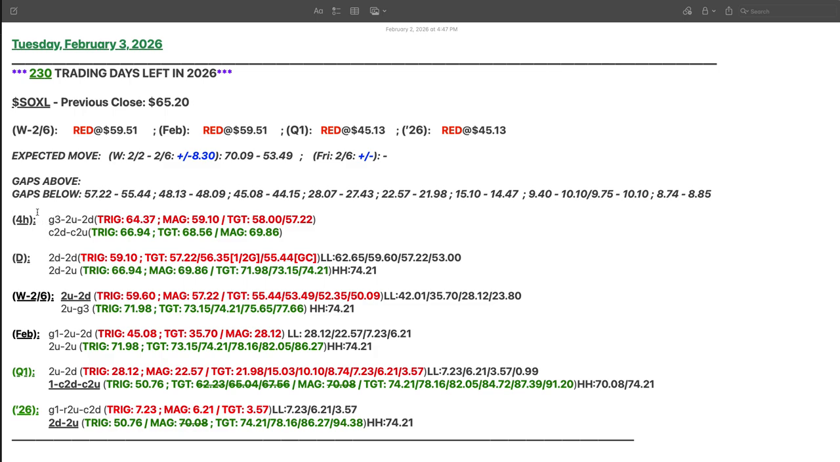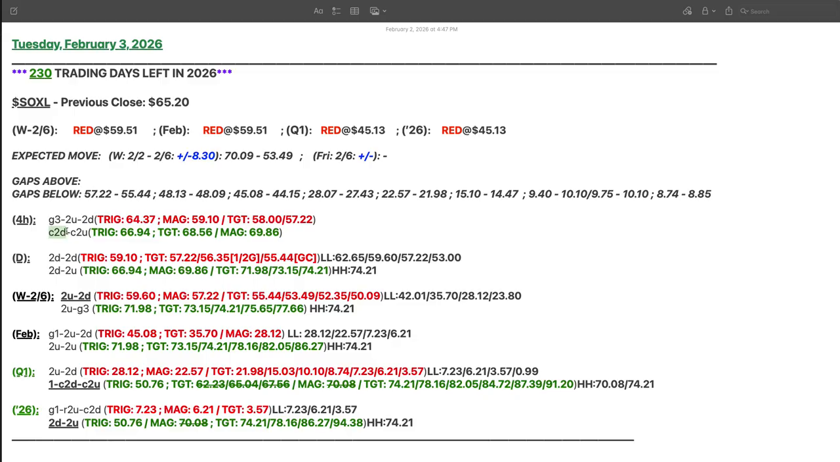And we talked about from a scalping perspective, we're looking for higher lows at or above opening print to get into calls, or lower highs at or below opening print to get into puts. We talked about on the 4-hour time frame, if we do go to the downside, that gives us a 3-2 up 2 down, triggering at 64.37 with a magnitude of 59.10. We know how things can really start to run when we're going to the downside with SOXL. So if we do hit that 59.10 with some momentum and things continue to the downside, we've got extended targets of 58 flat and 57.22 out there for you.